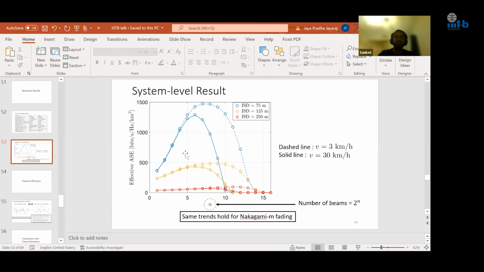So if we go with that, the optimal number of beams that one can find will be different from what we have observed here. Thank you, Sanket. Yeah.